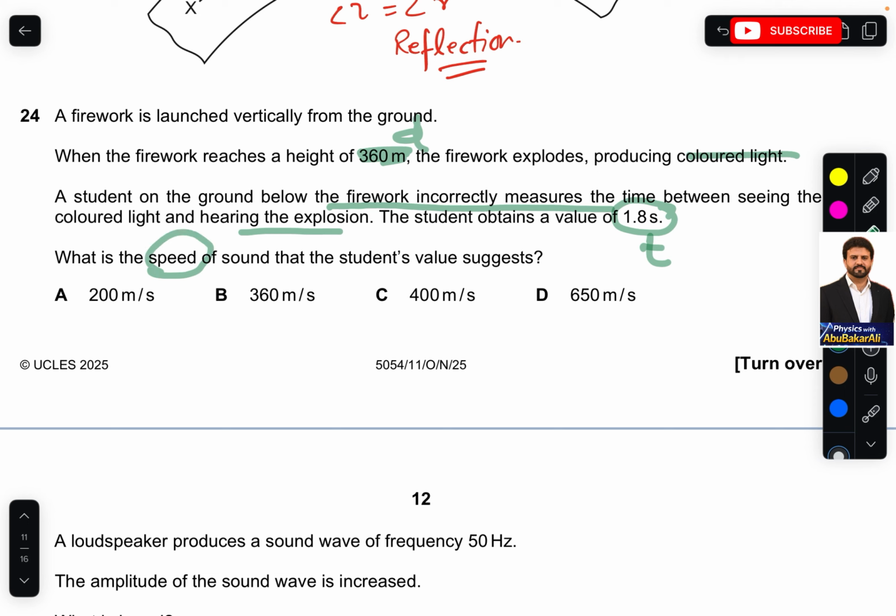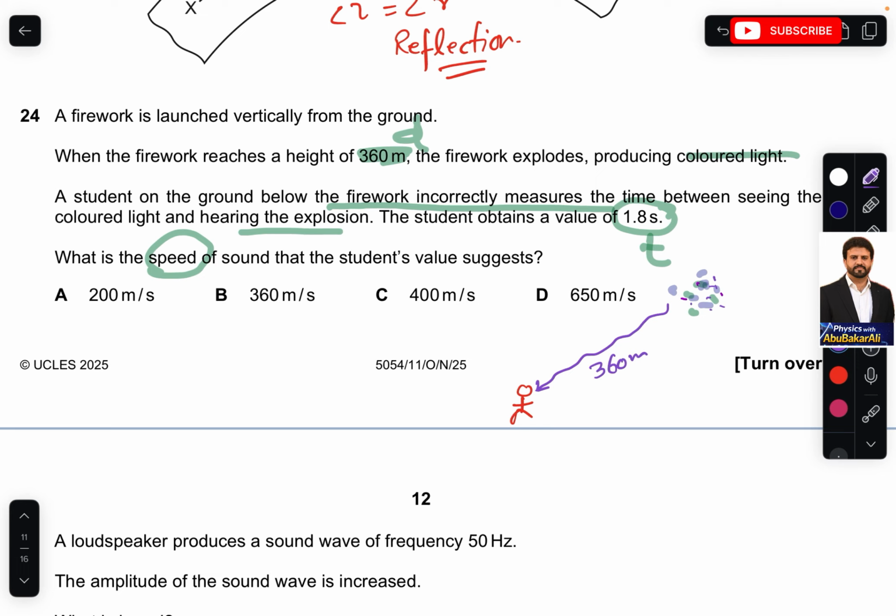So let's suppose you are standing here and you are seeing the fireworks here, suppose these are the different colors produced by it, right? So when there are fireworks happening, the moment they're happening, you can see them because light travels very fast. But the sound will take time to reach you. How much distance is it covering? 360 meters.